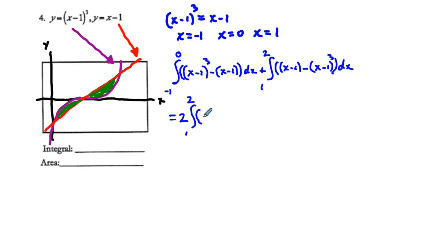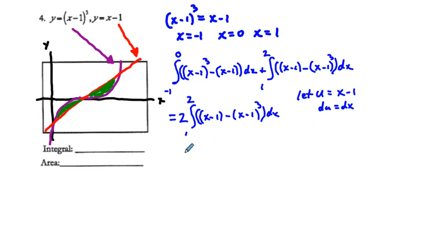of this quantity x minus 1 minus quantity x minus 1 cubed, and it's going to be dx. Now what we're going to do is a U-substitution, and for that we're going to let u equal x minus 1. So therefore, du is going to be equal to dx.